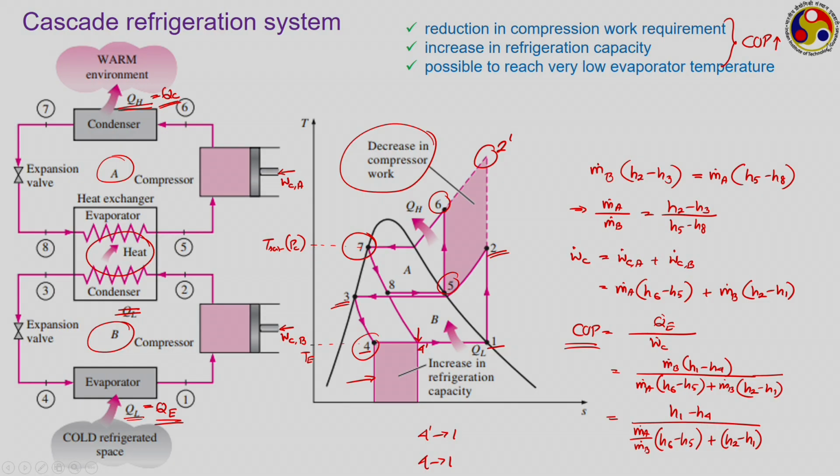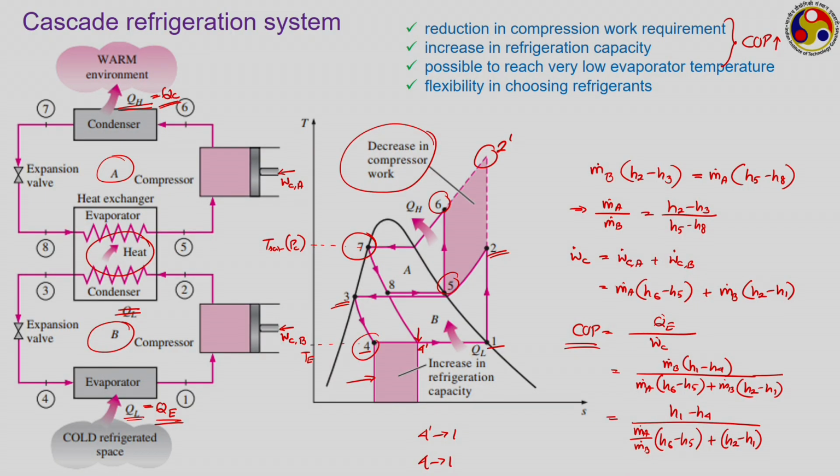Also, it is possible to reach very low evaporator temperatures, as I have mentioned earlier. Each of the cycles has its own COP, and none of the cycles is operating over a very large temperature change. Rather, the temperature range corresponding to each cycle is much smaller compared to an equivalent single phase cycle. So, we can easily go to a much lower evaporator temperature level despite getting a reasonably high COP.